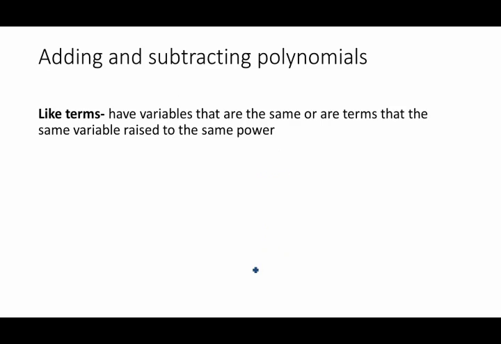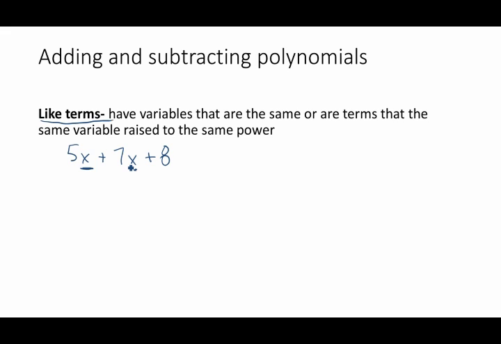Alright, so now we're going to review adding and subtracting polynomials. And to add and subtract polynomials, we have to first be able to distinguish what are like terms. The definition for like terms is terms that have the same variable raised to the same power. So that's kind of confusing. So if I had 5x plus 7x plus 8, my like terms are terms that have the same variable. So we have one with x and we have one with another x.